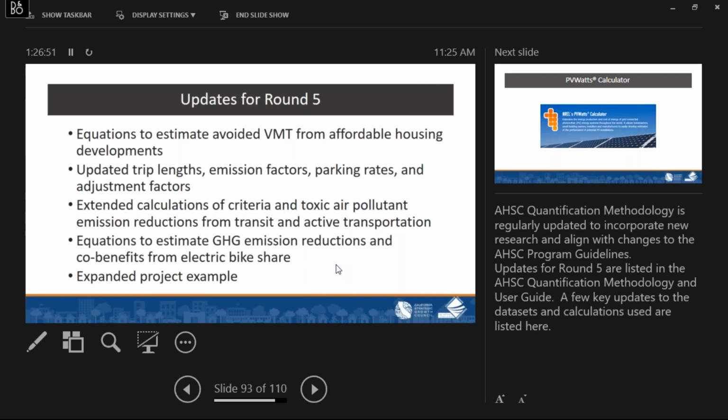In addition, there is updated underlying data describing trip lengths, both residential and transit, emissions factors for transit vehicles and passenger autos, and updated information on parking rates and transit dependency adjustment factors. In addition, the length of time for which we calculate co-benefit criteria and toxic air pollutant emission reductions is now extended for projects that have a useful life that goes past 2050. Electric bike share is now quantifiable using the benefits calculator tool, as opposed to bike share only using traditional bicycles. And finally, the project example in the user guide is expanded to address some frequently asked questions.